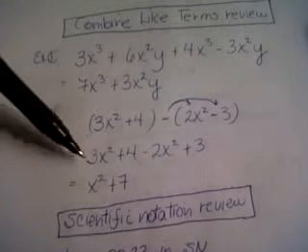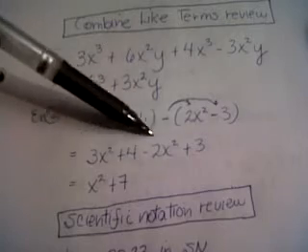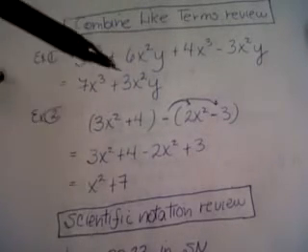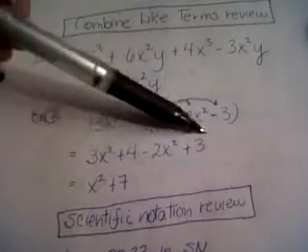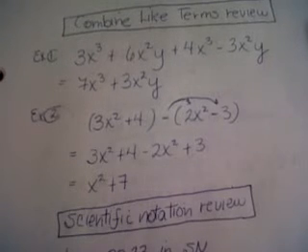Now I can combine like terms, so I have 3x squared. The other x squared I have here is a negative 2x squared. So 3 minus 2 gives me 1x squared. I have a positive 4 and a positive 3. That gives me a positive 7. I cannot combine those any further because they are not like terms.